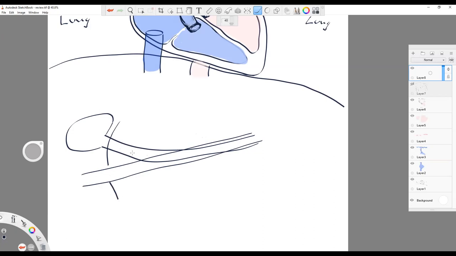Ever notice that? IVC comes up, the aorta, well, that's because the aorta has to come down behind the rest of the heart, it has to come behind the heart. That's why it has that appearance down there.